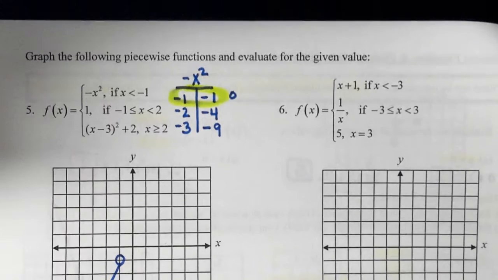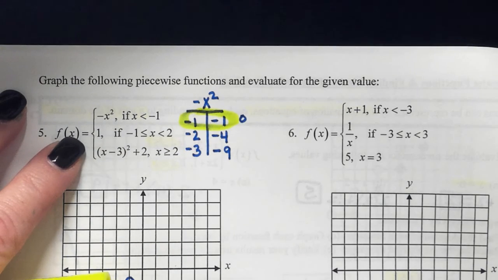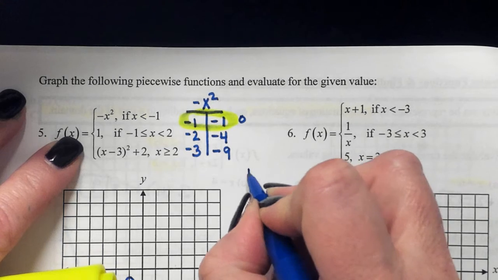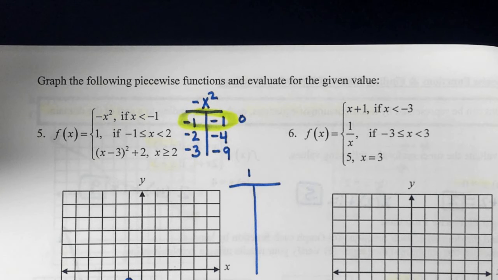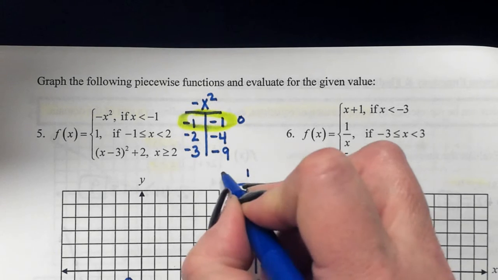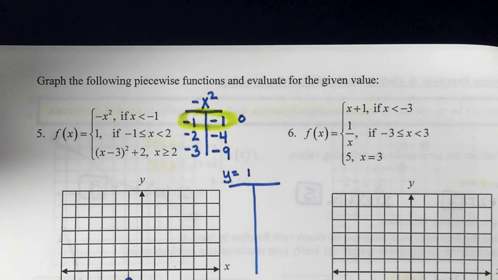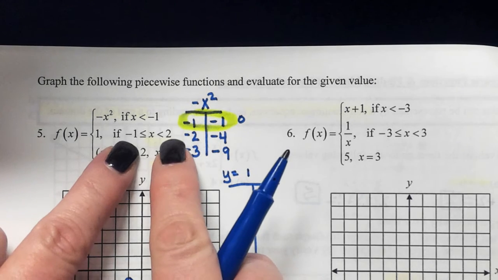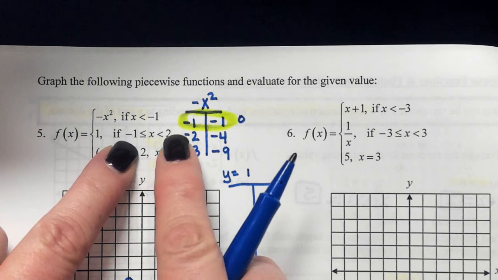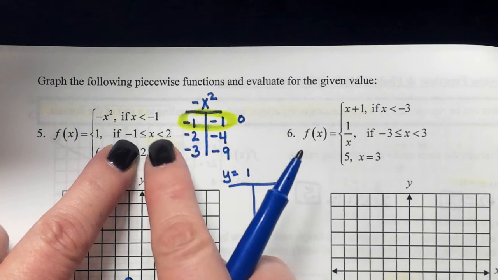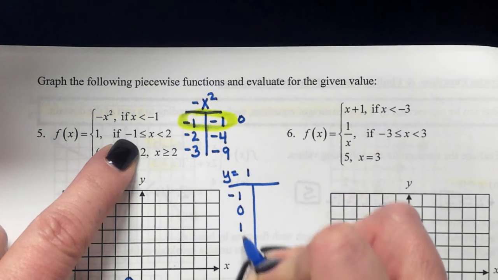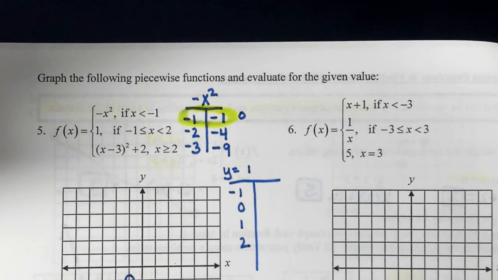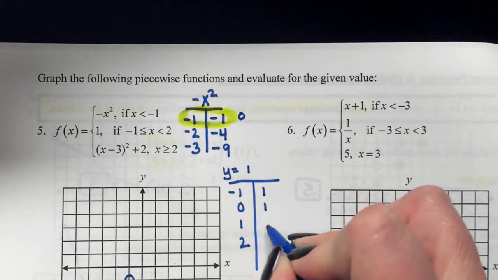Let's take a look at the second part. 1 for negative 1 to 2. What does the graph of y equals 1 look like? Because that's really what we have here. We want to graph what y equals 1 looks like. It's a horizontal line. So notice this one has a restriction of the smallest and the largest x value. So the horizontal line is only going to go from negative 1 to 2. So negative 1, 0, 1, and 2. And all the y values are the same. The y values are all 1.